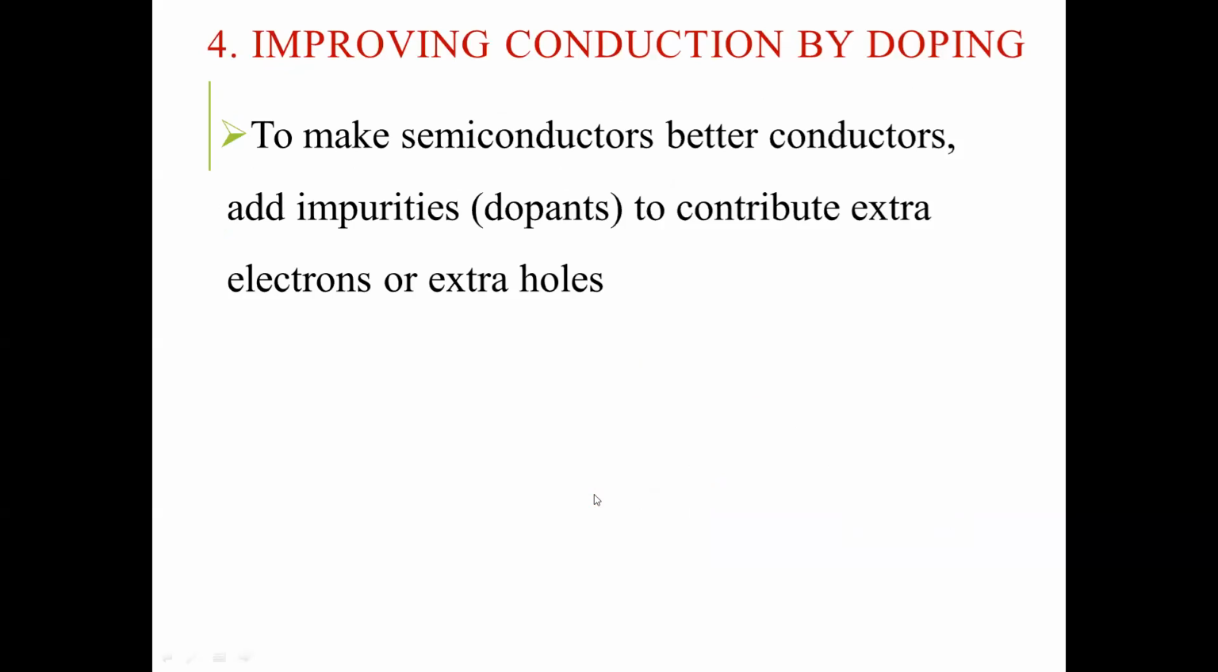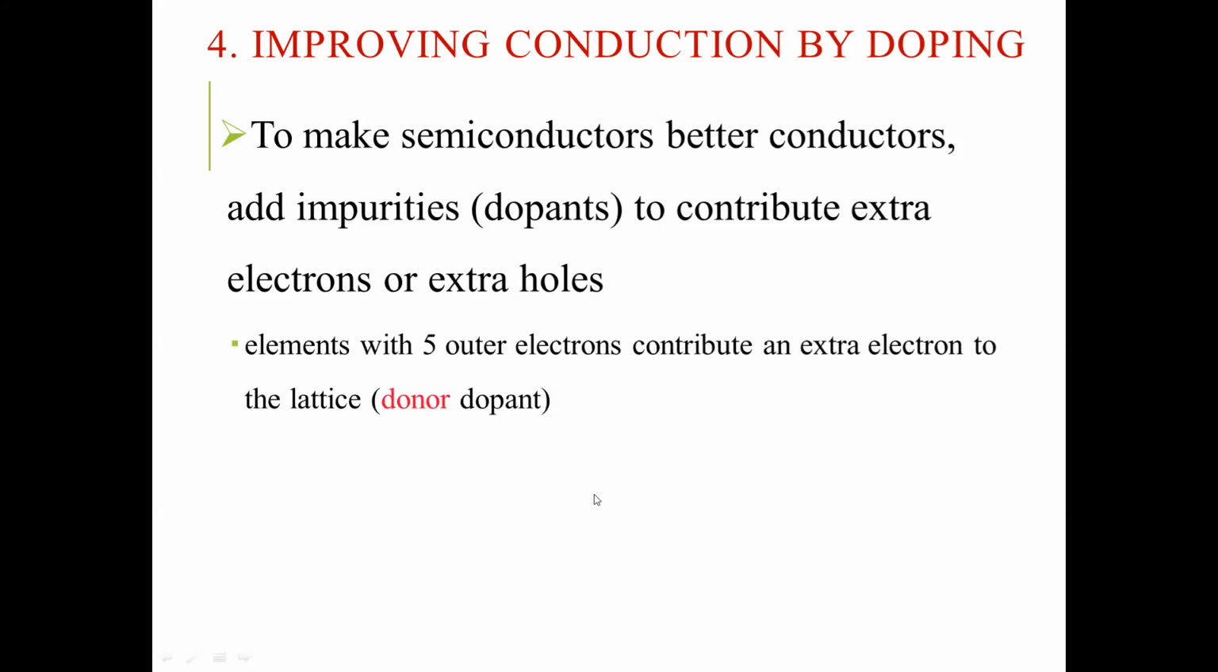So how can we improve the conduction? We improve that by doping. To make semiconductors better conductors, we can add impurities, or what are called dopants, to contribute extra electrons or extra holes to the semiconductor. So we are trying to increase the number of charge carriers. Elements with 5 outer electrons contribute an extra electron to the lattice. Those are called donor dopants.